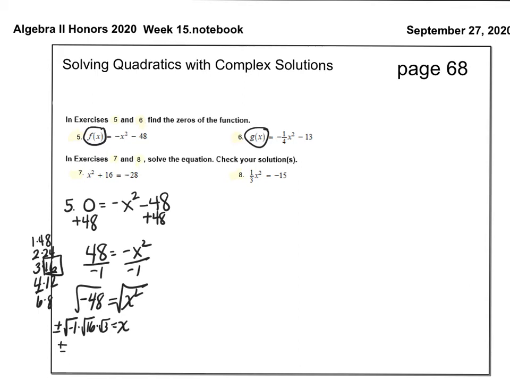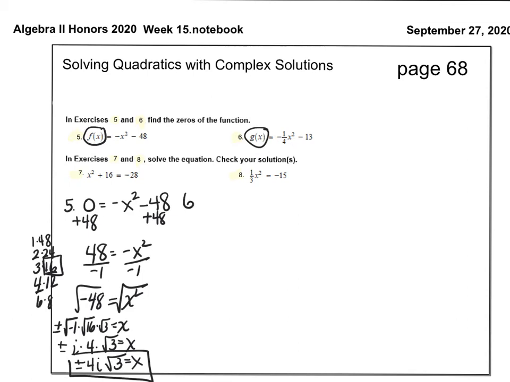Plus or minus, the square root of negative 1 is i. The square root of 16 is 4 times the square root of 3. And i times 4 is 4i, so plus or minus 4i times the square root of 3 is what my value of x is. Positive 4i square root of 3, negative 4i square root of 3.